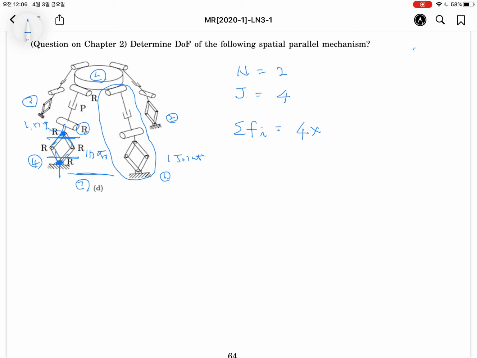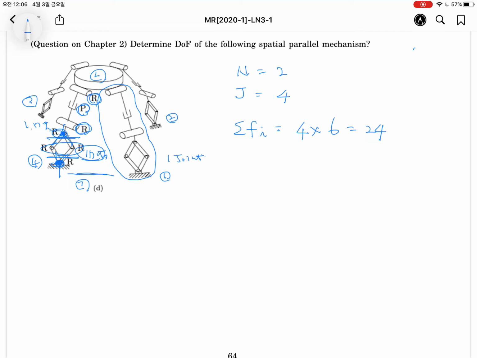The revolute, the prismatic, and the revolute. Let's all count it together: 1, 2, 3, 4, 5, 6. So each leg has 6 degrees of freedom. It results in 24.